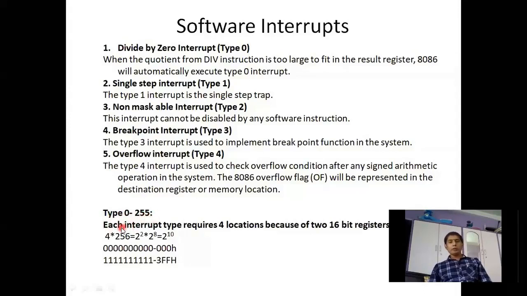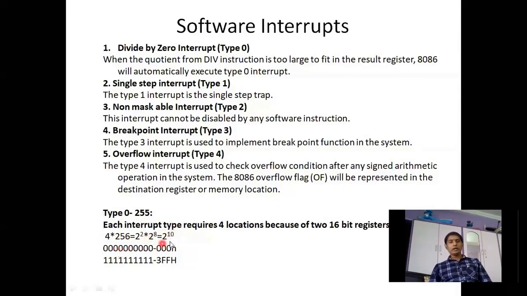This is a very important point: each interrupt type requires how many locations? 4 locations, because each interrupt has two 16-bit registers, and each 16-bit register means 2 locations, so 2 registers mean 4 locations. Now 4 into how many interrupts? Total is 0 to 255, which means 256. So 4 into 256. 4 is 2 square, and 256 is 2 power 8. The total is 2 power 10.